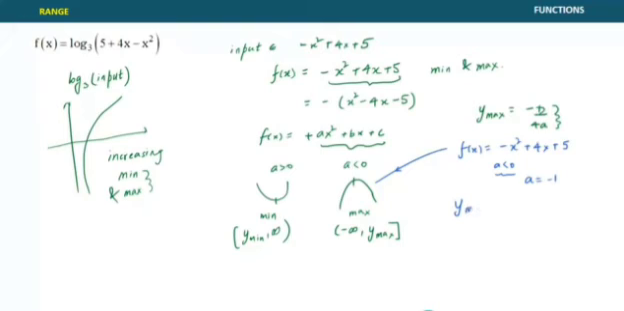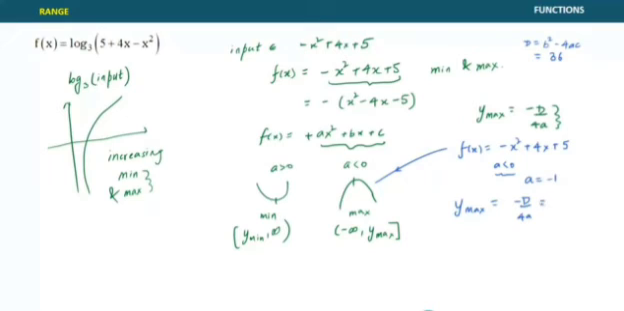That means you will have y max. So what will be y max? y max will be minus D by 4a. D is nothing but the discriminant. Solve the discriminant. Discriminant was what? D is b square minus 4ac. So if you solve, D will come out to be 36, right?